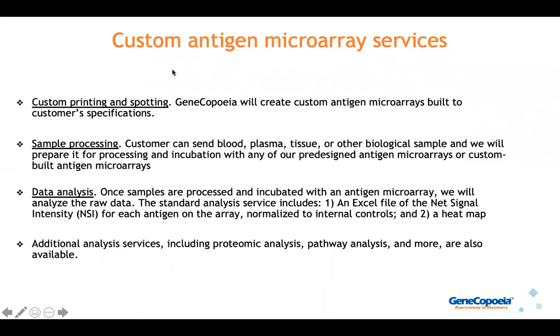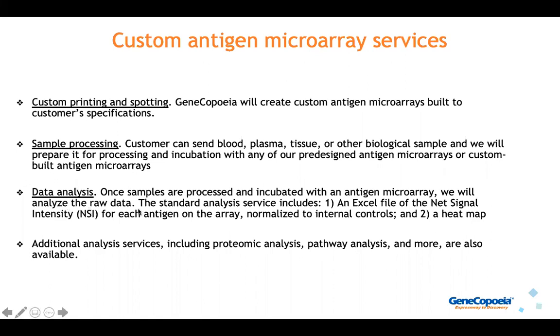Again, we also offer custom antigen microarray services, such as custom printing and spotting. So you're not just limited to our pre-designed protein microarrays, but you can have us design a custom array for you, built to your specifications. Also, we have sample processing services where you can send blood, plasma, tissue, or other biological samples, and we will prepare them for processing and incubate with any of our pre-designed antigen microarrays or custom-built arrays.